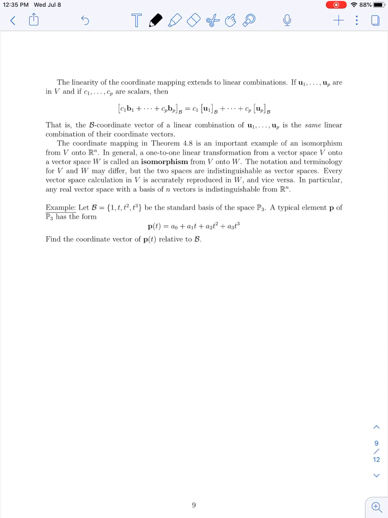So the linearity of this transformation, that is the coordinate mapping, extends to arbitrary linear combinations of vectors. That is, if we have a set of p vectors, u1 through up in a vector space with scalars c1 through cp, then the coordinate mapping of a linear combination of those vectors is the linear combination of the coordinate mapping of the vectors u1 through up.